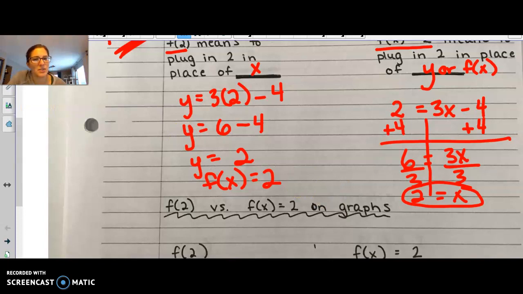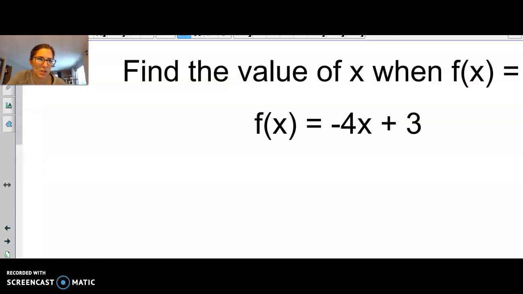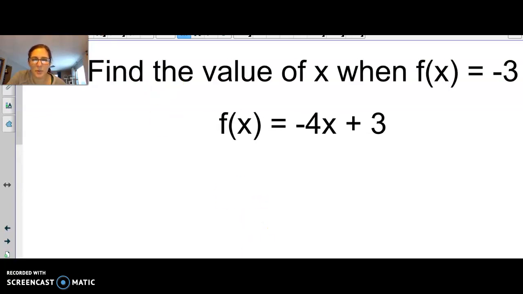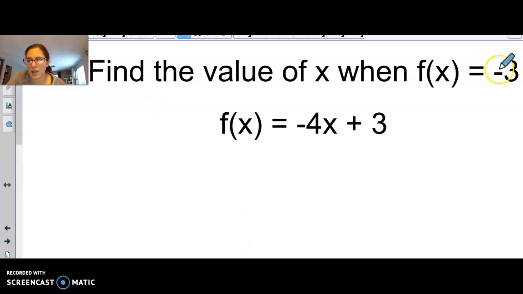So for today's practice, we're doing it completely in the video itself. There is no IXL. You have no practice after this, so you need to make sure that you're paying attention and doing the best you can on it to get full credit. So I'm going to do some examples first just to show you, and then you'll get a chance to do it yourself afterwards. So this one just says, find the value of X when F of X equals -3.